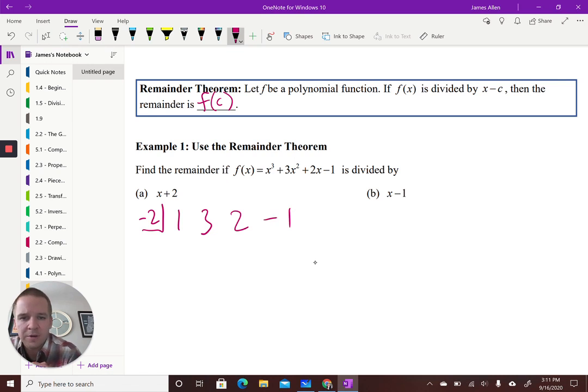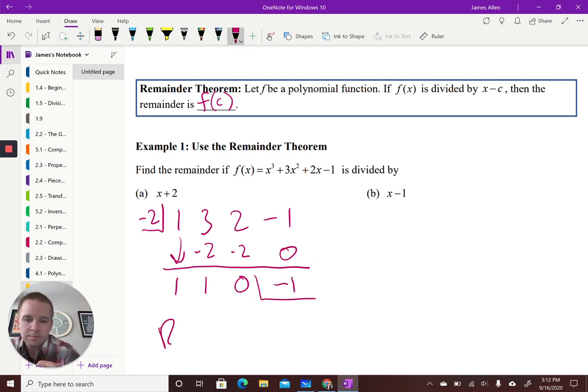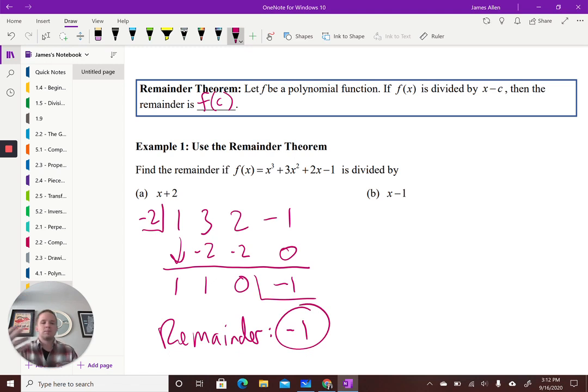I'm going to put all my coefficients: the 1, the 3, 2, and negative 1. If it's missing a term, make sure you put a 0 in its place as a placeholder. I'm going to drop the 1. Negative 2 times 1 is negative 2. Add down, I get 1. Negative 2 times 1 is negative 2. Add down, I get 0. Multiplied by negative 2, that's 0 again. Then add, I get negative 1. So my remainder is negative 1.